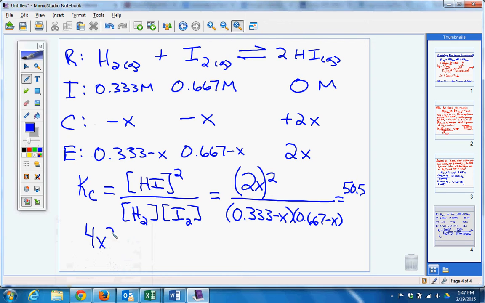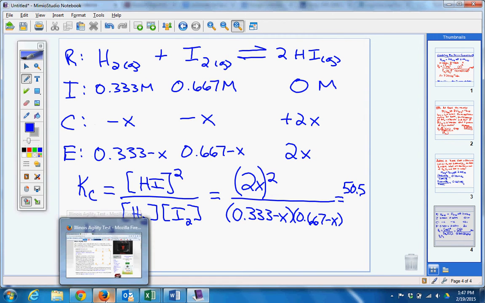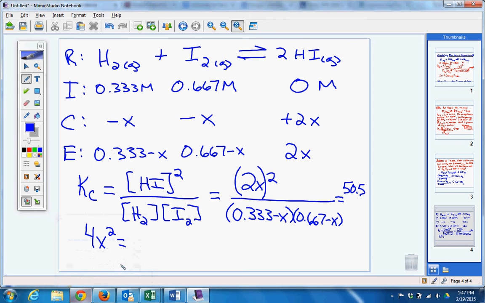4x squared equals, well, I'm going to need some help. What's 50.5? Hold on, sorry, I'll just do this. 50.5, just so you're good, times 0.33 minus x times 0.667 minus x. All I did was cross multiply at this point. I didn't do much more than that.